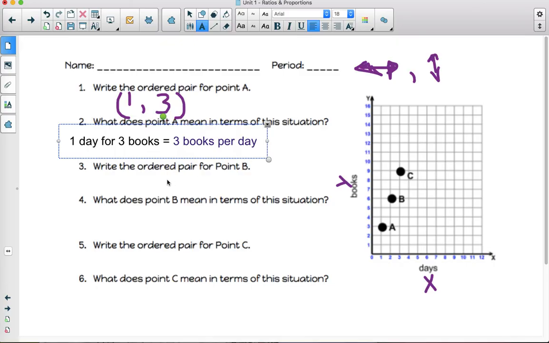Okay, I want you to go ahead and do 3, 4, 5, and 6 yourself. If you finish this, I want you to turn it into your class period's bin. If you do not finish, I do want you to hang on to it and try to get those done before we come back to class.